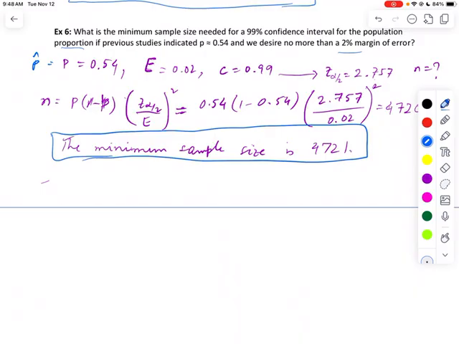So this is how you can find the sample sizes. Okay, we will now move on to chapter 10.